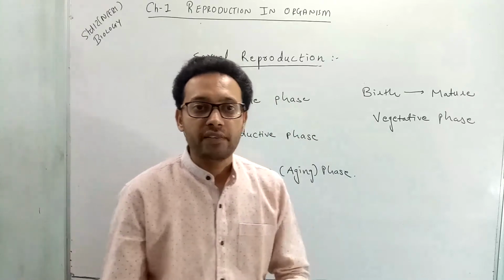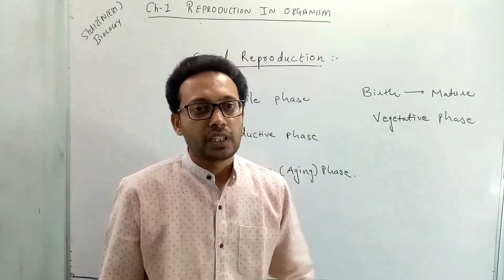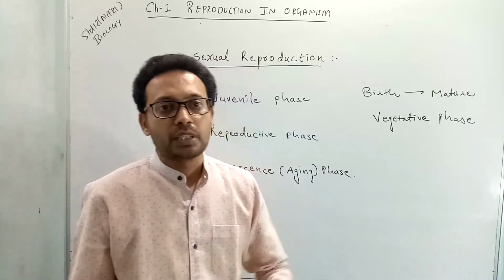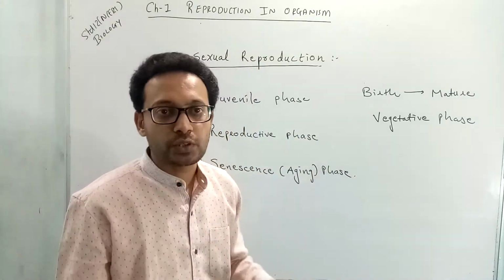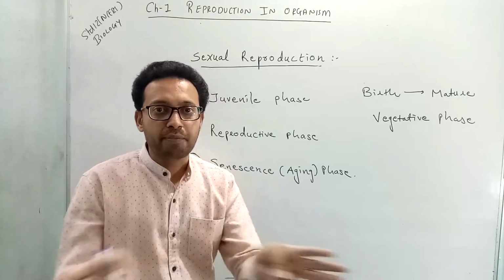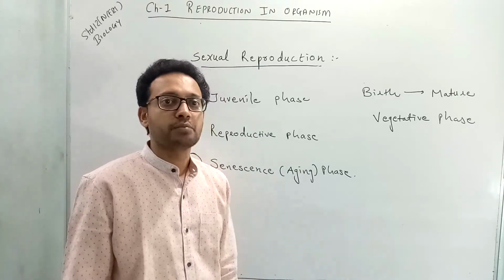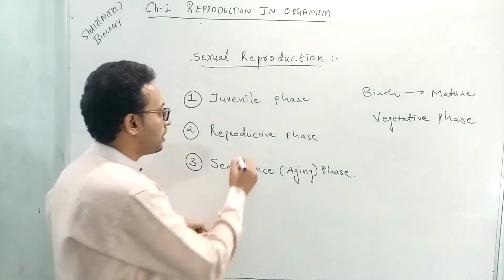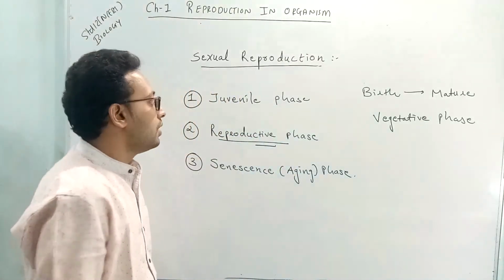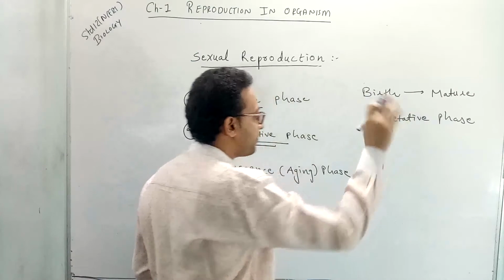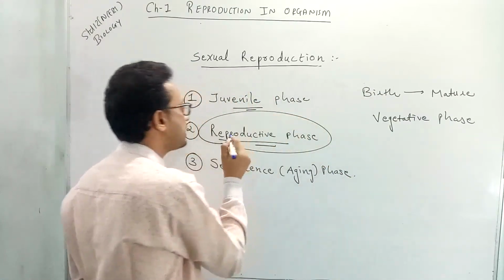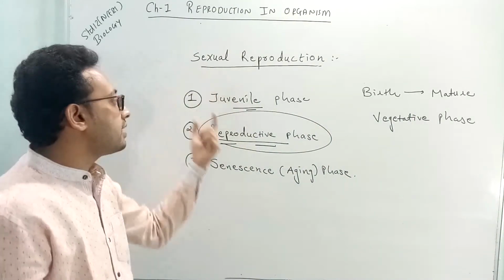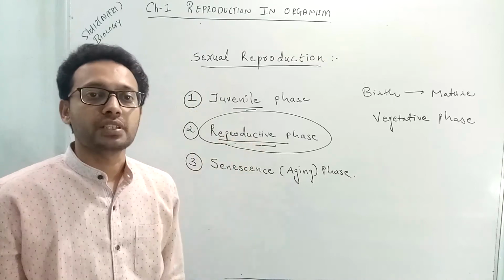This time period may vary from organism to organism. Some organisms may take 2 years, remaining in the juvenile phase. Some organisms may take 5 years in the juvenile phase. Ultimately, it means the time period may vary from one living organism to another. So this is called the juvenile phase. The second phase is called the reproductive phase. Once the juvenile or vegetative phase is finished, the next phase starts. This is called the reproductive phase. That indicates the ending of the juvenile phase leads to the initiation of the reproductive phase.